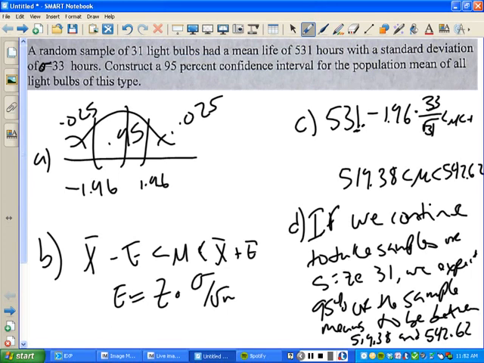Okay. E, what is it? Since n is greater than 30, the sample mean is normally distributed. Okay. Going once, going twice, sold.